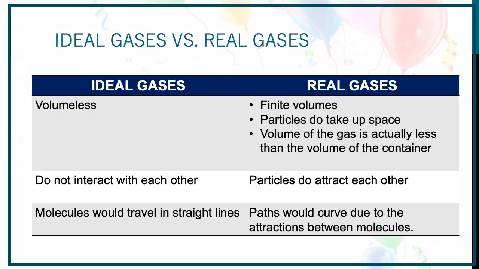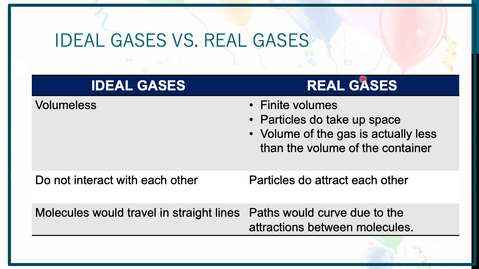So what is the difference between an ideal gas and a real gas? For an ideal gas, we use the formula PV equals nRT. But there is a deviation at high pressure and low temperature, so the gas can deviate from the behavior of an ideal gas.